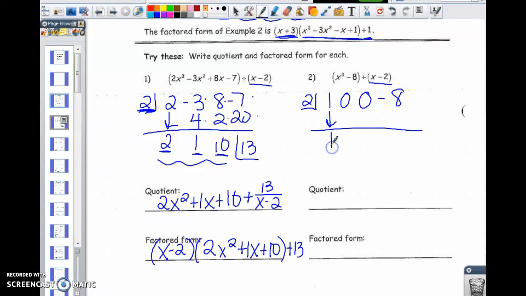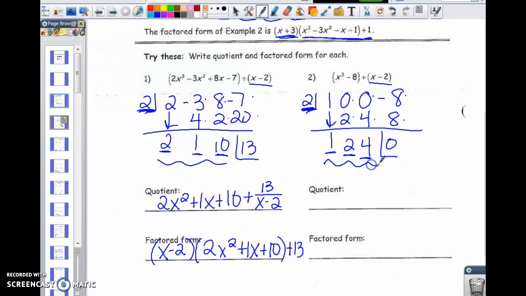I'm going to bring down the 1. Now I'm going to begin the process. 2 times 1 is 2. 0 plus 2 is 2. 2 times 2 is 4. 0 plus 4 is 4. 2 times 4 is 8. Negative 8 plus 8 is 0. So my remainder here is 0.